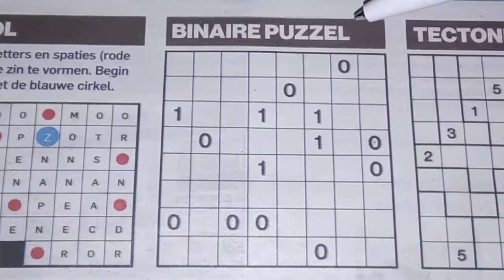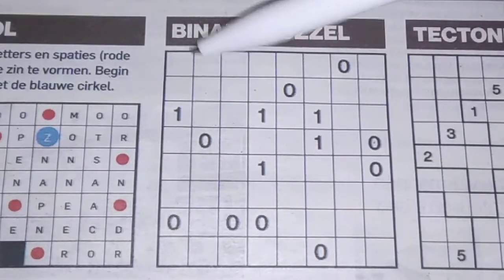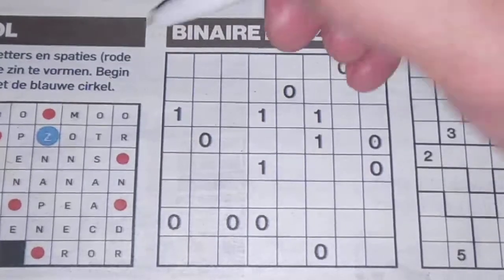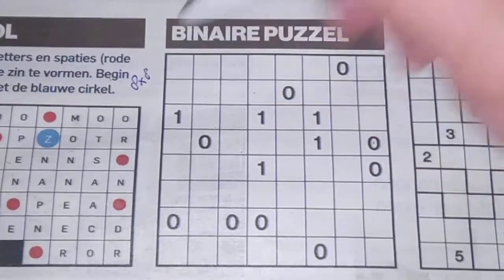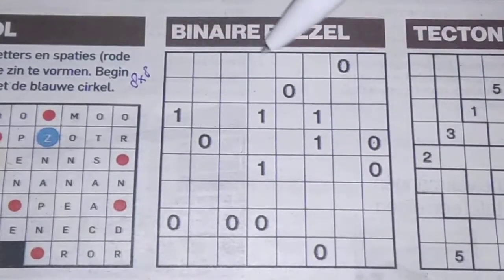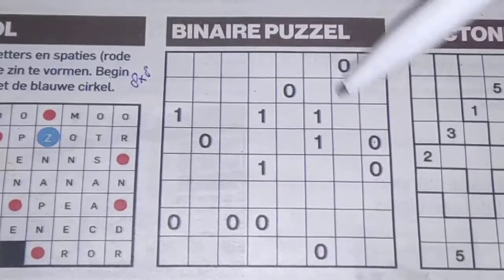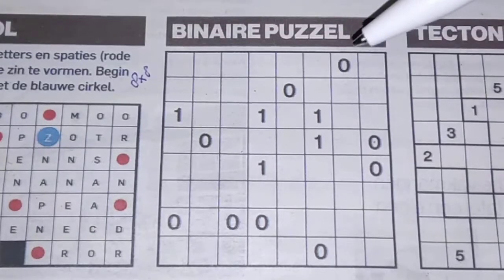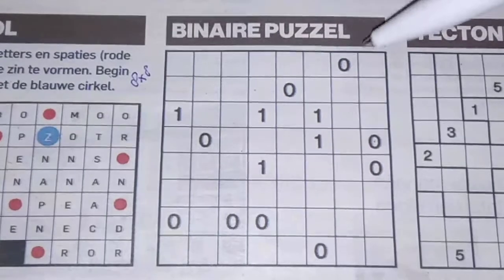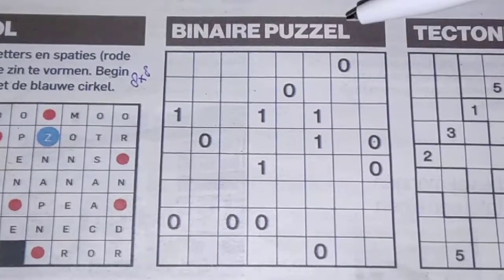This binary puzzle. Let me count first. 1, 2, 3, 4, 5, 6, 7, 8. It's an 8 by 8 binary puzzle. That means in a row or in a column, there's always 4 O's and 4 ones. Alright, so let's get started.